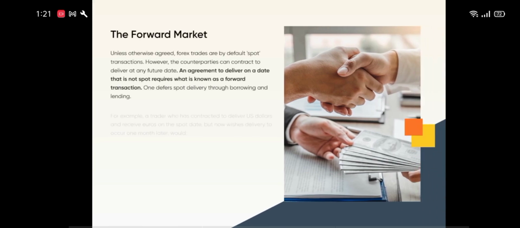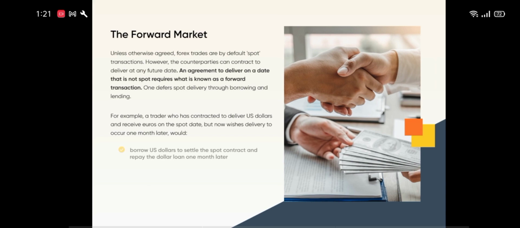The forward market. Unless otherwise agreed, forex trades are by default spot transactions. However, the counterparties can contract to deliver at any future date. An agreement to deliver on a date that is not spot requires what is known as a forward transaction. One defers spot delivery through borrowing and lending.